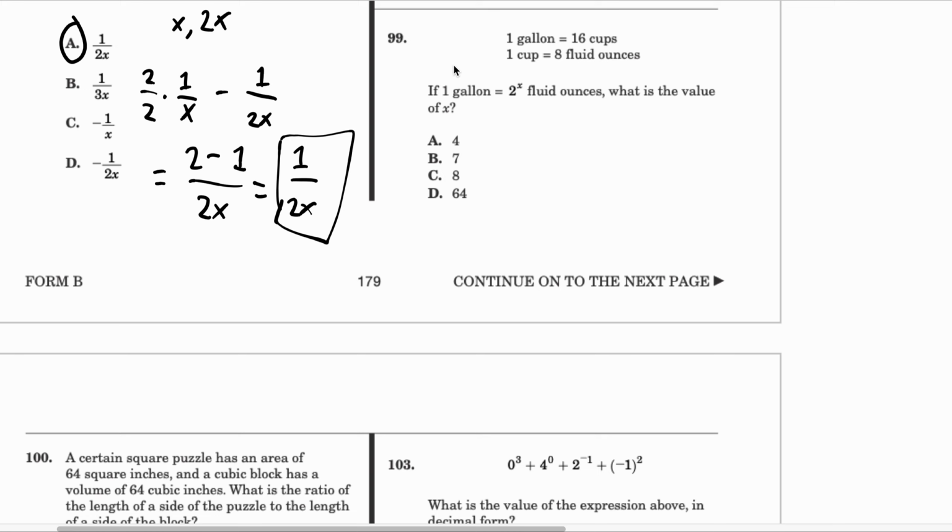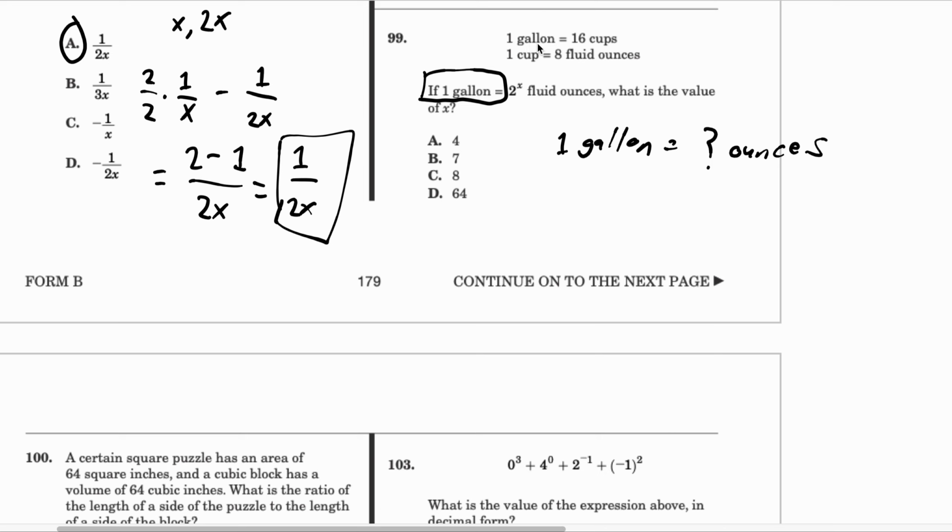Okay, so 99, we have two measurement conversions. The first is that 1 gallon is equal to 16 cups, and then that 1 cup is equal to 8 fluid ounces. So if 1 gallon is equal to 2 to the x fluid ounces, what is the value of x? Don't be confused by this wording. So I'm going to rewrite this question. We want to know 1 gallon is equal to how many ounces? Right, that's basically what we're being asked, first of all.